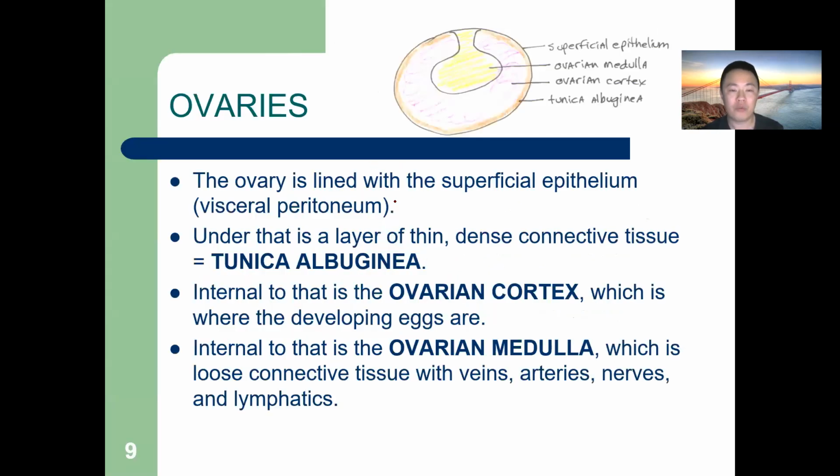Now, the ovary is lined with the superficial epithelium, also known as a visceral peritoneum, and under that is a thin layer made of dense connective tissue called the tunica albuginea. And internal to that is the ovarian cortex, which is where the eggs are going to develop. And internal to that is the ovarian medulla, right over here, as we mentioned earlier, which is made up of loose connective tissue containing veins, arteries, nerves, and even lymphatics.